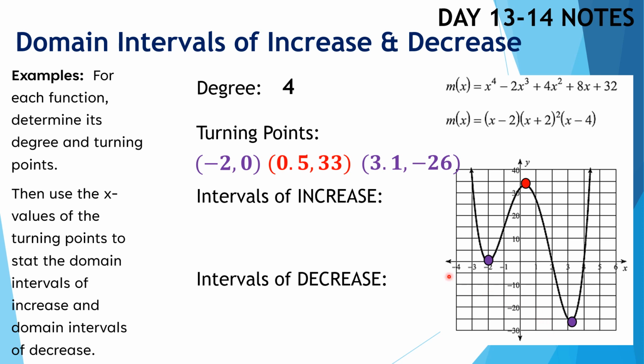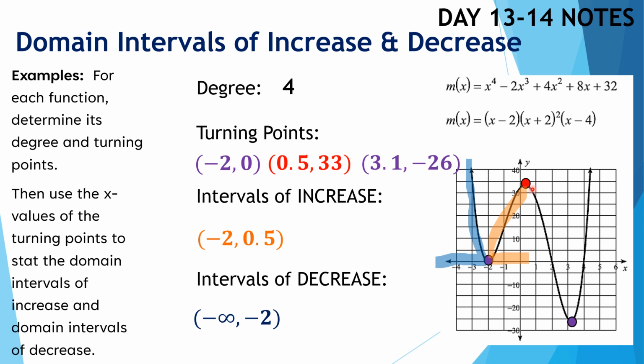The first section of our graph, as we travel from -infinity to -2 across the x-axis, across that domain, it is decreasing. So that'll be our first interval of decrease. When we get to the turning point, we change direction. Our graph increases, again, between the x values, so from the first turning point at -2 to the second one at 0.5. That is my first interval of increase.